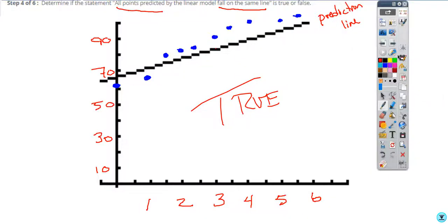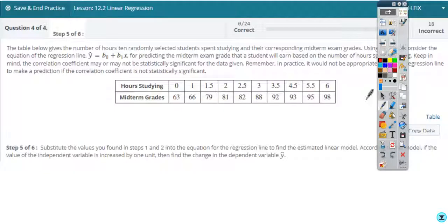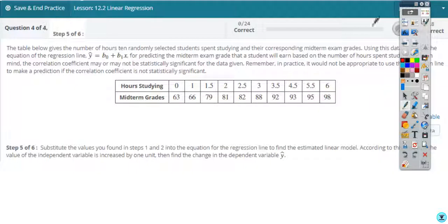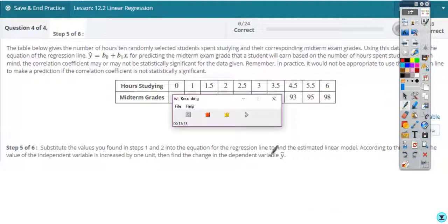All right, my video is running long, so let's see if we can't get through this real quickly. Step number 5. It doesn't look like I did any scratch work on this one, so let's go ahead and talk it out as we're looking at it. I'm going to hit pause, that way I can make sure I get through the video.